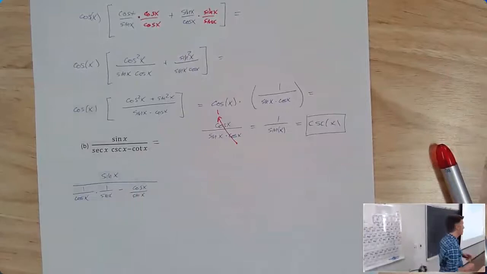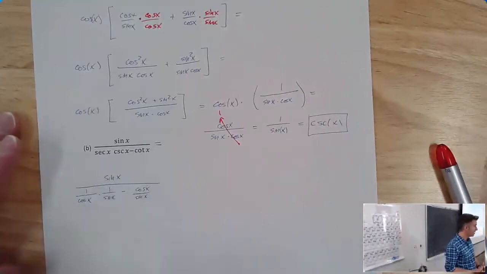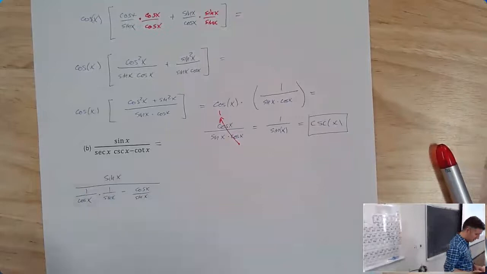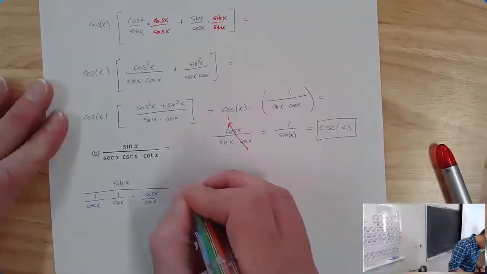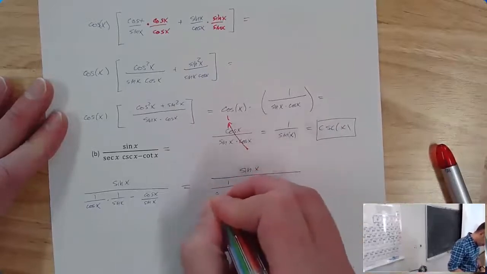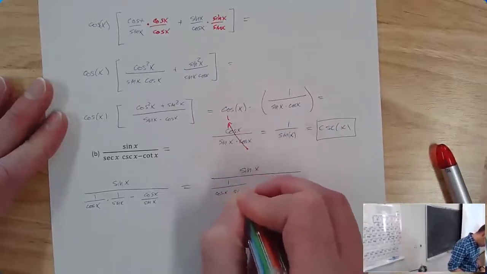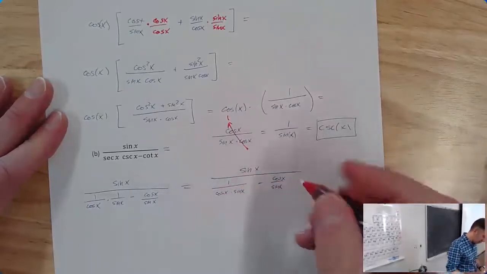And as will often be the case, I have things that I want to subtract together that don't have a common denominator. So I'm going to give them a common denominator. This here, 1 over cosine times 1 over sine is just 1 over cosine times sine. But for this cosine over sine, I would need a cosine in the denominator to have those fractions with the same denominator. So I'm going to write this as sine of x over 1 over cosine x times sine of x, minus cosine x over sine of x times cosine x over cosine x.